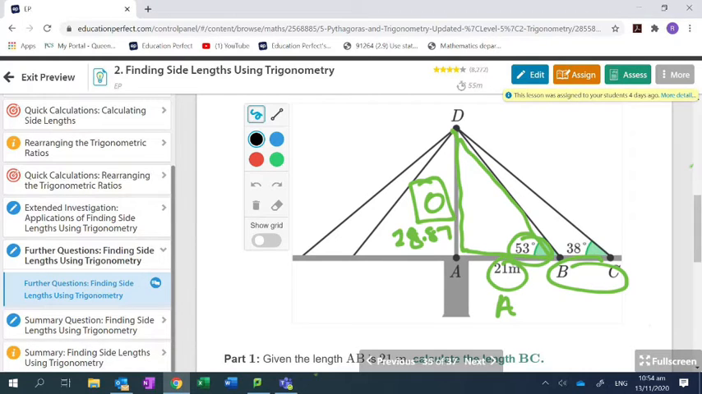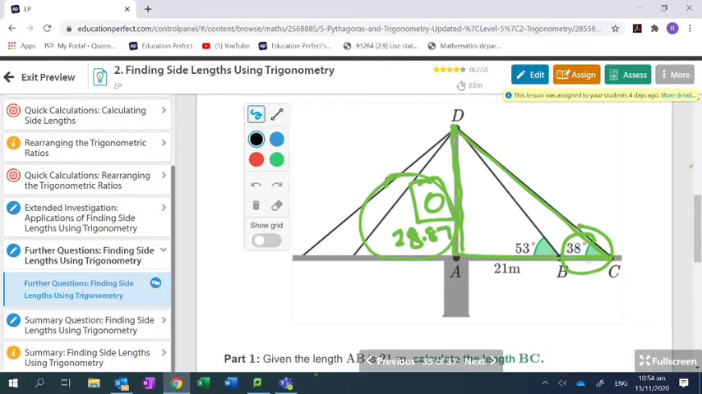Then, okay, now I have enough information to do this triangle because I have an angle and I have one side. So I can find this side, which is the adjacent side. It's a three-step process here. So first I had to find the missing side from the small triangle.